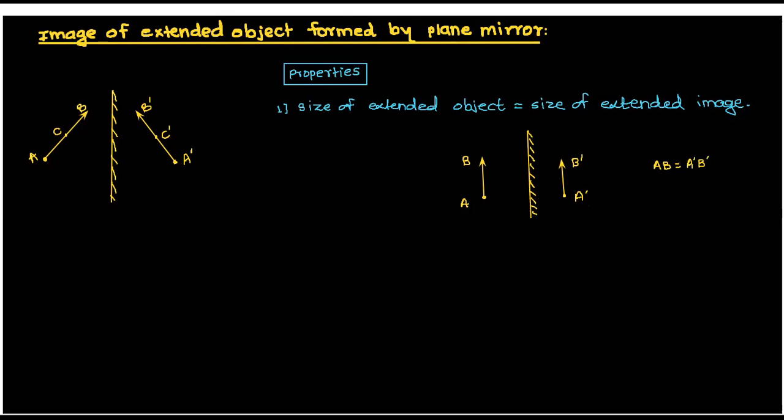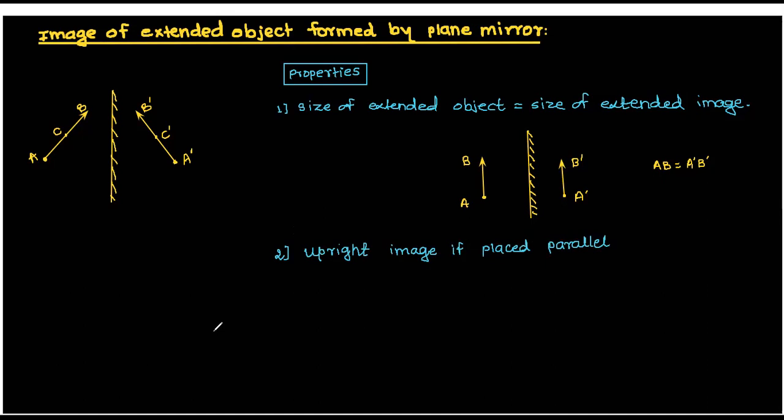Next one. So the next property is what? Let's see. Second one. Upright image if placed parallel. You are getting an upright image if we have placed the object parallel to the mirror. See here. Upright image if placed parallel. How will it be?